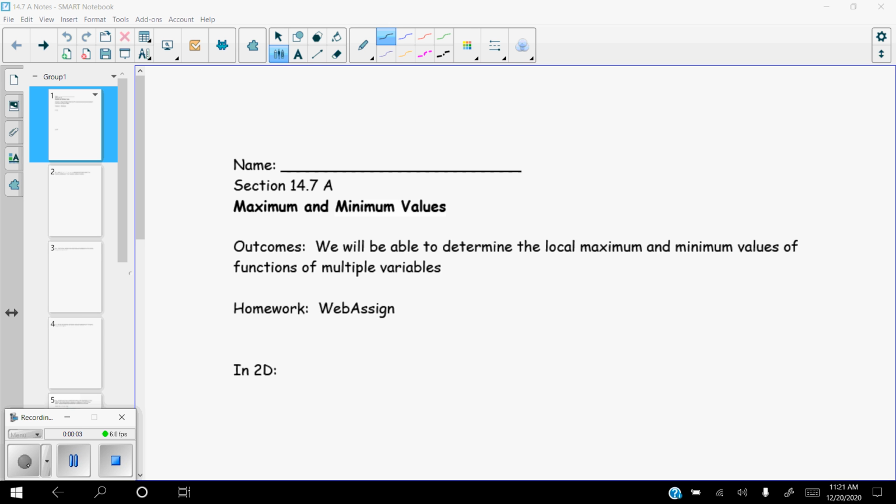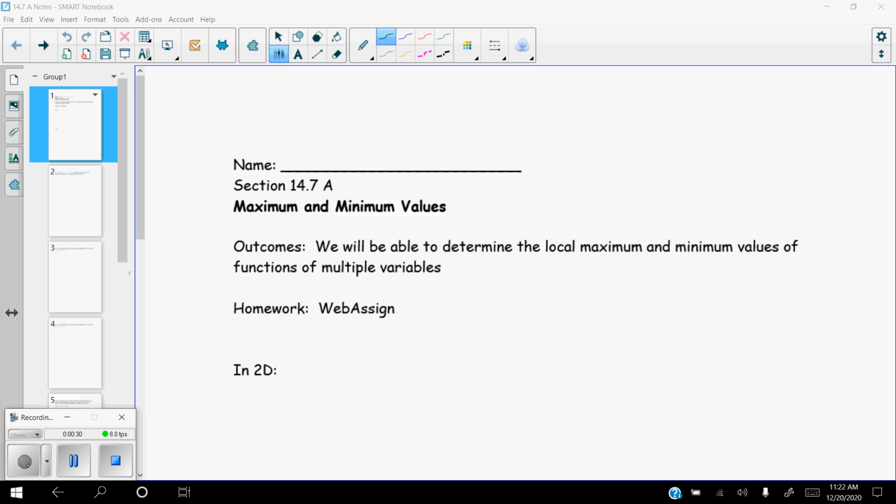All right, so we are starting section 14.7. This is the last section in chapter 14. And just like before, there will be an A and a B. In part A, we're going to focus on how to actually find maximum and minimum values, both relative and absolute, just like we would have in AB/BC calculus. And then in part B, we're going to focus on the applications of those.